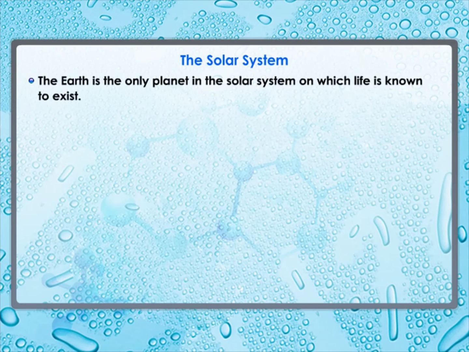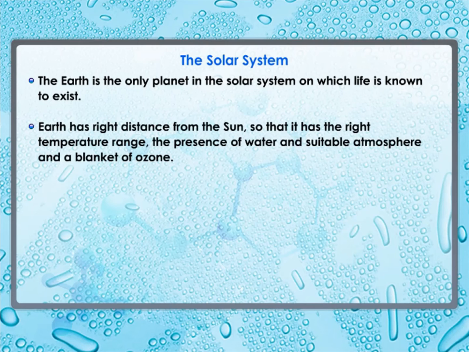The Earth is the only planet in the solar system on which life is known to exist. Some special environmental conditions are responsible for the existence and continuation of life on the Earth. These include just the right distance from the Sun, so that it has the right temperature range, the presence of water, and suitable atmosphere, and a blanket of ozone.